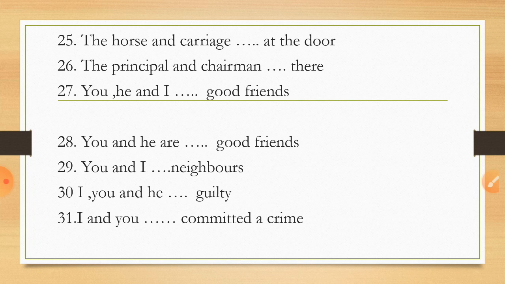The horse and carriage. Yeah. So even these are pair words. Is at the door. Next is 26th. The principal and chairman. No, this is not a pair word. Okay. So here we get a different concept. The principal and chairman was there.